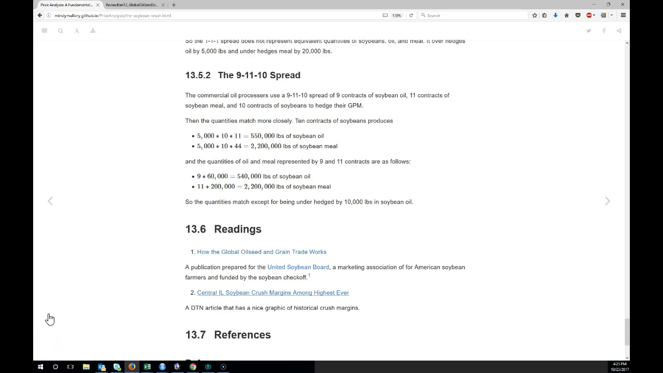All right, so that's going to do it for Chapter 13. We've covered how to construct the soybean crush spread and how to follow those prices over time, and when we might expect to see profitability going up, when we might expect to see profitability going down.